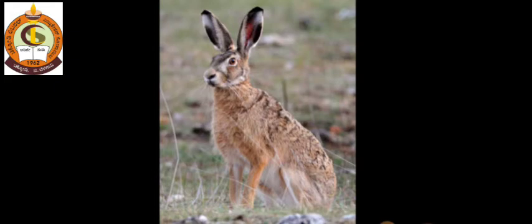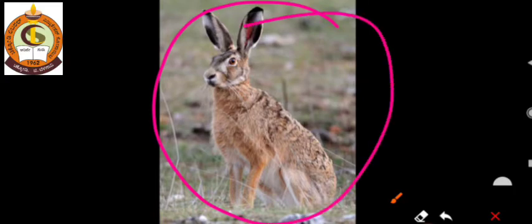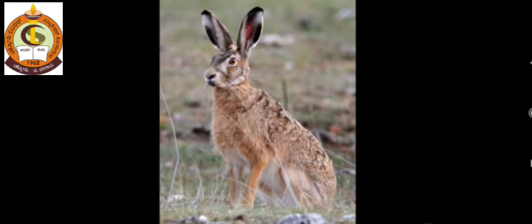Yes children, hare means an animal like a rabbit but bigger with longer hairs and legs. Yes, as we can see here. So children, this type of animal is called hare. Here hare is the main character of this story. A wily prankster. He is a prankster.